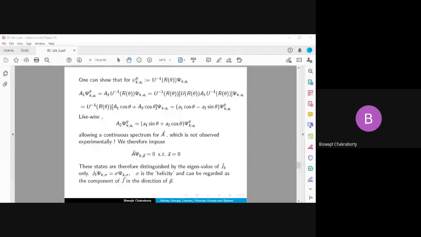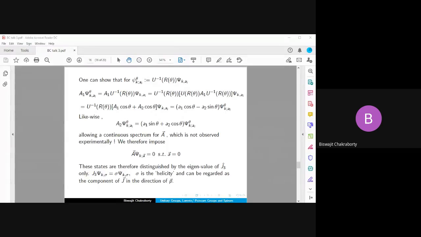A1 cos theta minus A2 sin theta. So given any psi k A_i as eigenstates, you are able to form a new eigenstate psi k A_i theta, which will have a rotated eigenvalue along a continuous spectrum for A, because the same thing happens with the A2 also, as you can see.